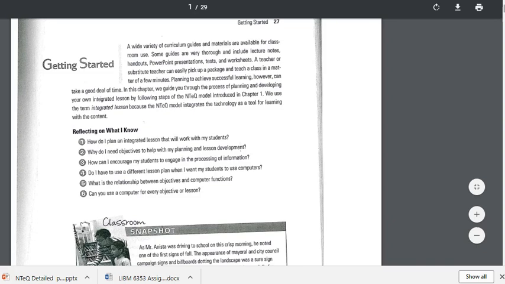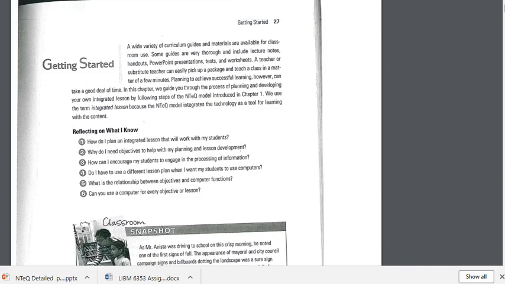So before you really get into it, you might want to think about a few things. How do you typically plan an integrated lesson that works with your students? Well, you have to know your students. You need to know what they need and where you need them to get to to be successful. If you go back to the basics of teaching and you think about why would I need objectives to help with my planning and my lesson development?